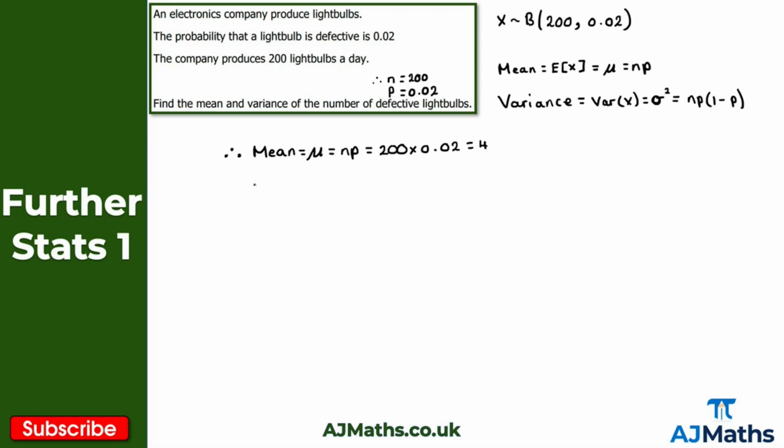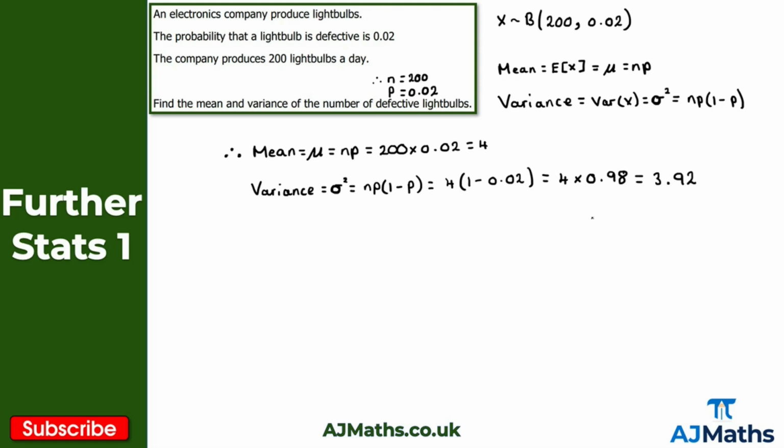Now for the variance, is sigma squared. Like we said, it's simply np times 1 minus p. Now we already know what np is. We established that with the mean, because np gives us the mean there. I get 4 times 1 minus p, where p is 0.02. What I get here is 4 times 0.98, and 4 times 0.98, that would give us 3.92 there.